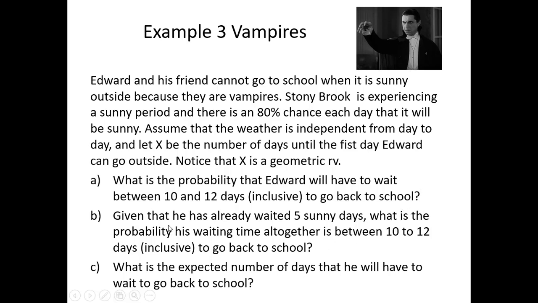In B, given he's already waited 5 sunny days, what's the probability his waiting time altogether is between 10 and 12 days inclusive to go back to school? And part C, what's the expected number of days he'll have to wait to go back to school?